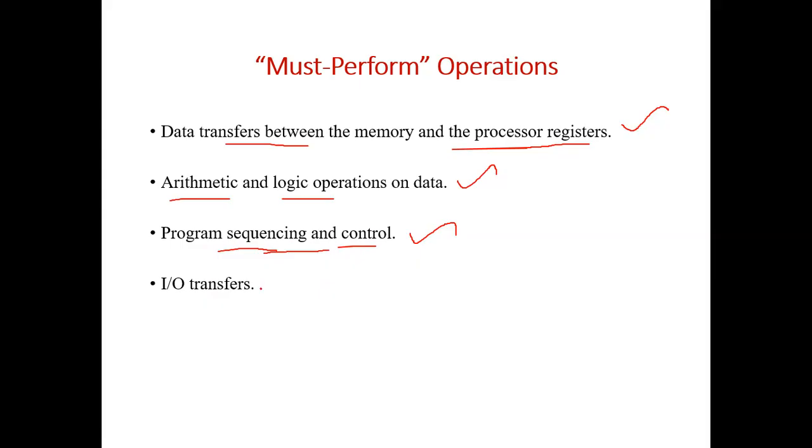And as the fourth and last one, the processor should also include instructions for performing IO transfer. This is something like transferring data from memory to an IO device or from an IO device to memory. So these options should be available. A computer must have instructions capable of performing these four types of operations: transferring data from memory to processor, from processor to memory, performing arithmetic and logical operations, program sequencing and control, and the fourth one is for IO transfers. Okay, fine.